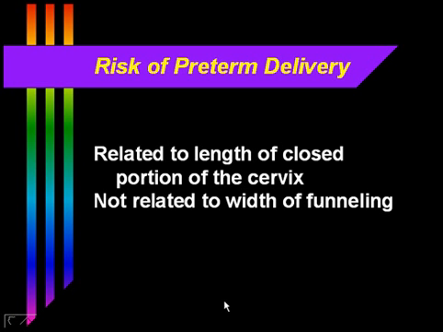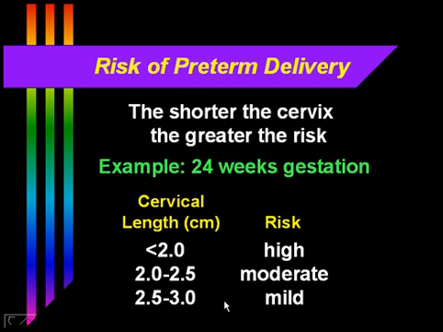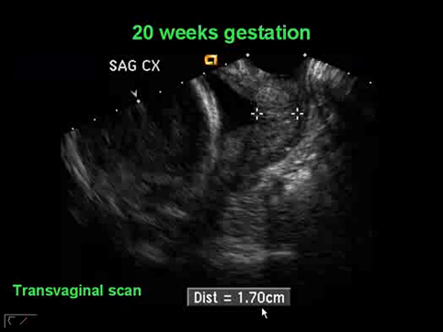Overall, the risk of preterm delivery is related to the length of the closed portion of the cervix. It's not related to the width of the funneling. The shorter the cervix, the greater the risk. Here's some information about 24-week gestations. If the cervical length is less than 2 at 24 weeks gestation, the likelihood of preterm delivery is very high. If it measures 2 to 2.5, there's a moderate risk of preterm delivery. And if it's 2.5 to 3, only a mildly increased risk of preterm delivery.